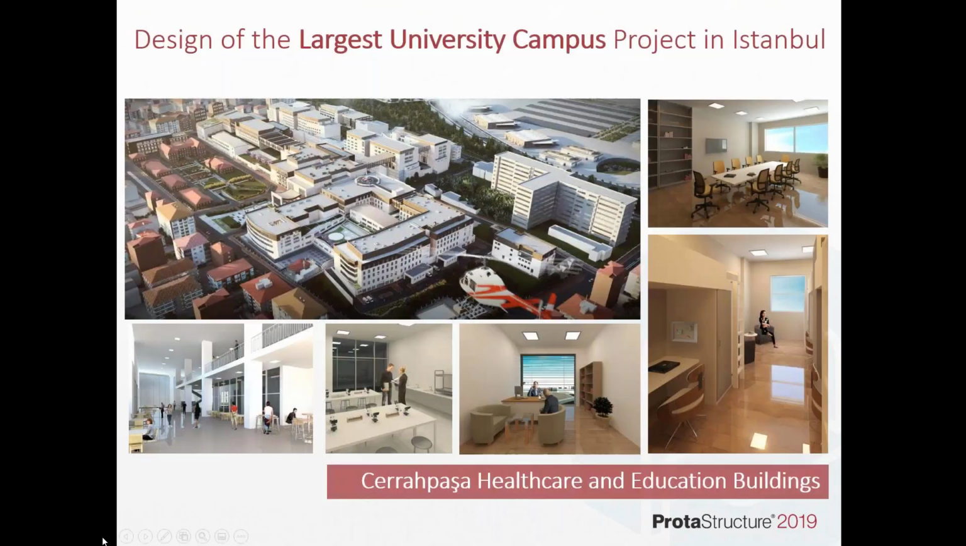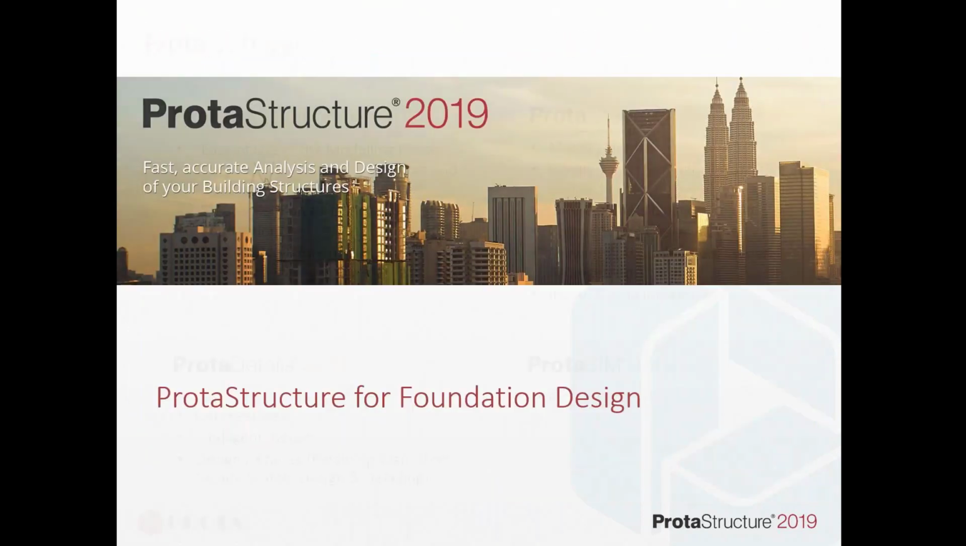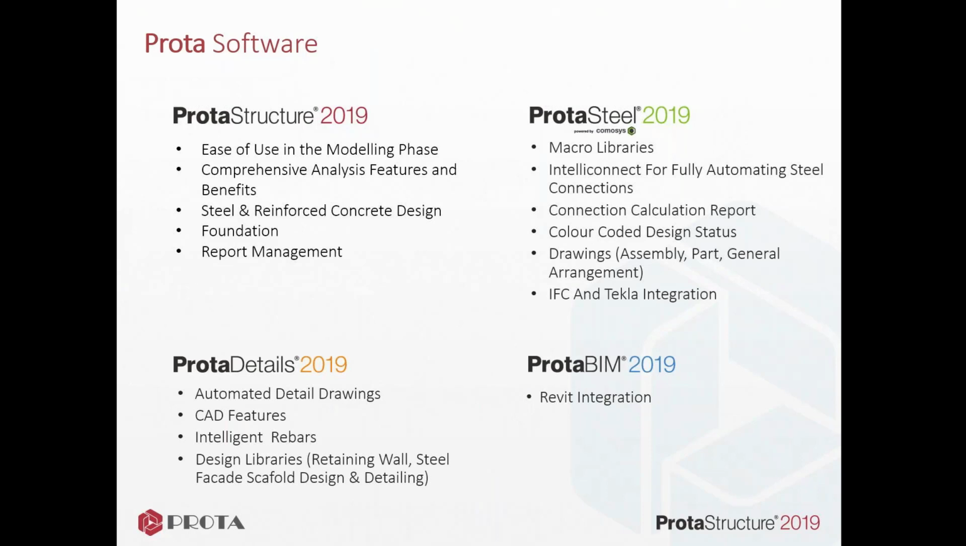Oops, let me just come forward. And to do that, I'm going to be using a couple of platforms. I'm going to be using ProtaStructure, which is our general modeling system, coupled with ProtaDetails for drawing production. On the other side of the coin, we also have ProtaSteel, which you may have just heard about within the video, where we are designing and detailing steelwork connections and producing all the steelwork drawings. And we also have ProtaBIM, which allows us to provide seamless integration with other BIM platforms, including Revit.